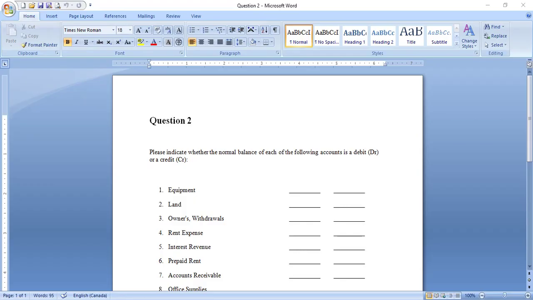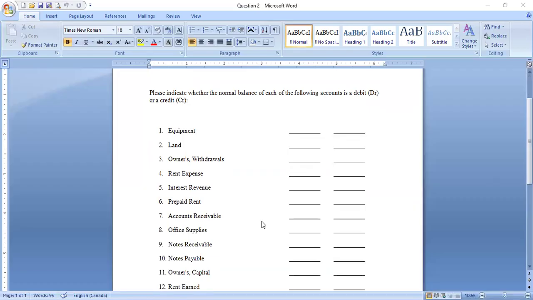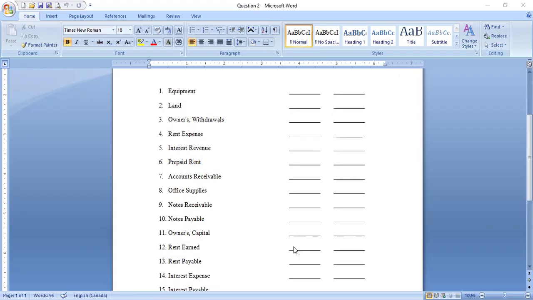Interest revenue. Revenue credit account. Credit balance, yes. Prepaid rent. Okay. Asset debit, yes, that's correct. Accounts receivable. Asset debit, yes. Office supplies. Asset debit, yes. Note receivable. Should be the same, right? Okay, how about note payable?